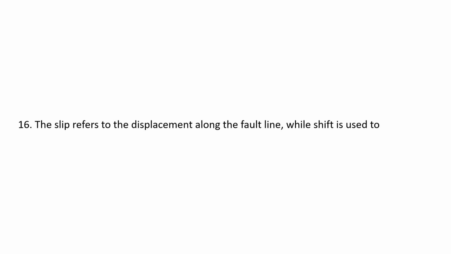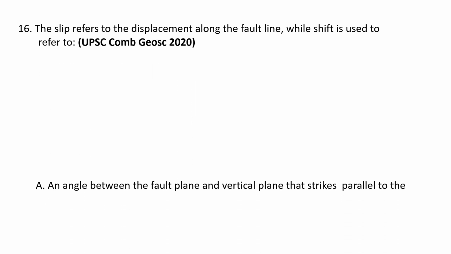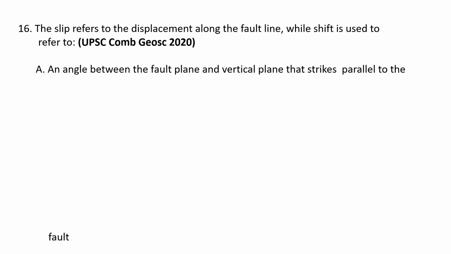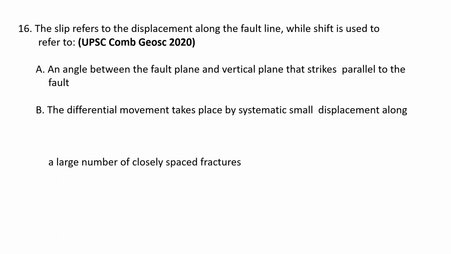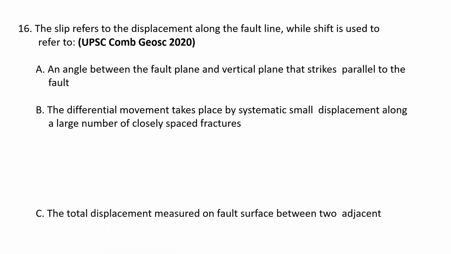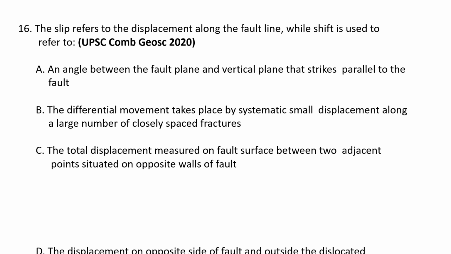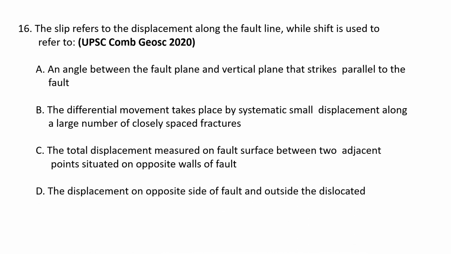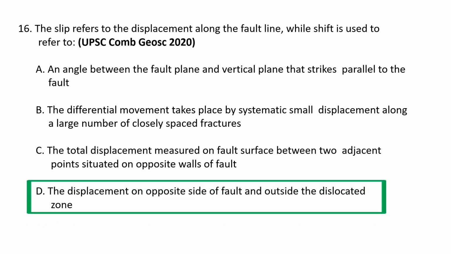Next question. The slip refers to the displacement along the fault line, while shift is used to refer to A. An angle between the fault plane and the vertical plane that strikes parallel to the fault, B. The differential movement that takes place by a systematic small displacement along a large number of closely spaced fractures, C. The total displacement measured on the fault surface between two adjacent points situated on opposite walls of the fault, and D. The displacement on the opposite side of the fault and outside the dislocated zone. So the slip refers to the displacement along the fault line, while the shift is used to refer to the displacement which is on the opposite side of the fault and outside the dislocated zone.